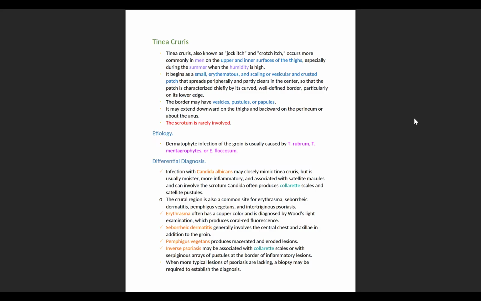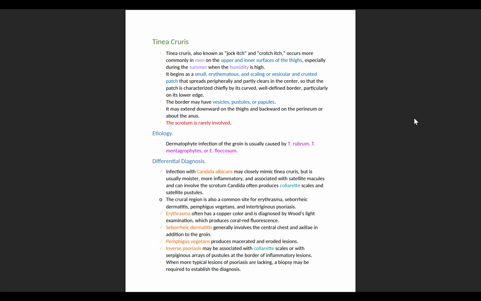Tinea cruris, also known as jock itch and crotch itch. Jock itch يعني jock يعني رياضيين، فسمي jock itch. الأثليت يصير عادة عندهم infection. And crotch itch: crotch هي منطقة البرينيوم ومنطقة الانguinal region، فيسموها crotch itch.